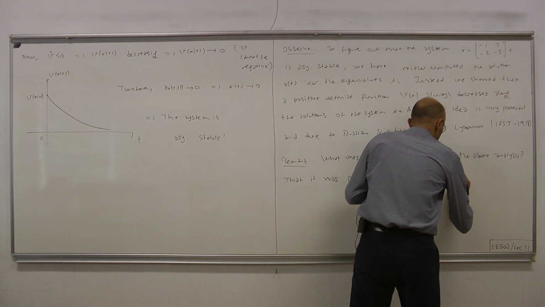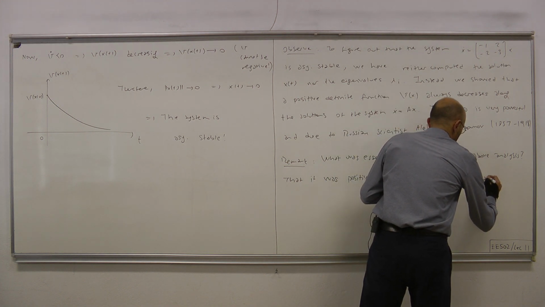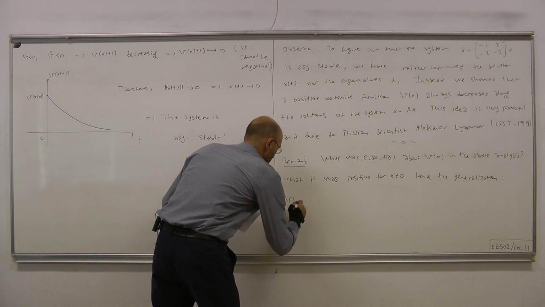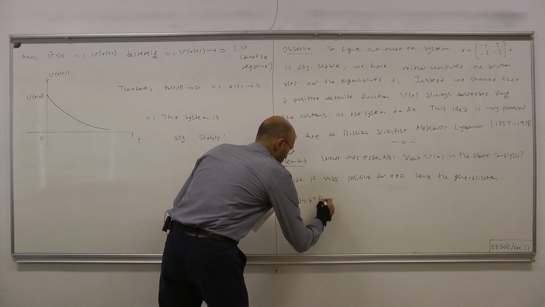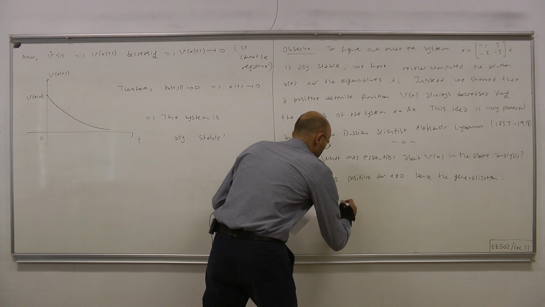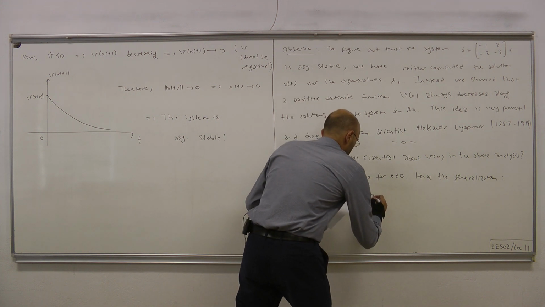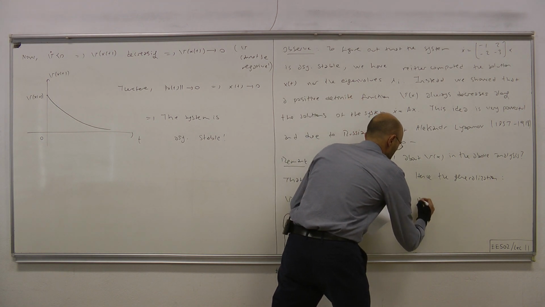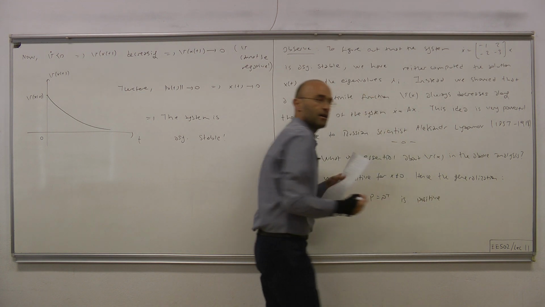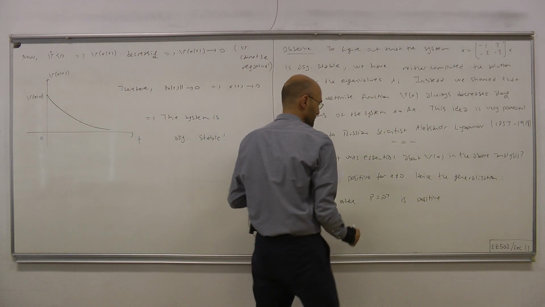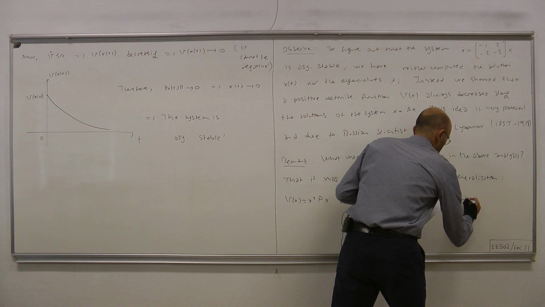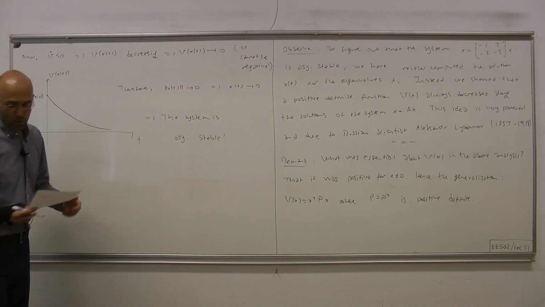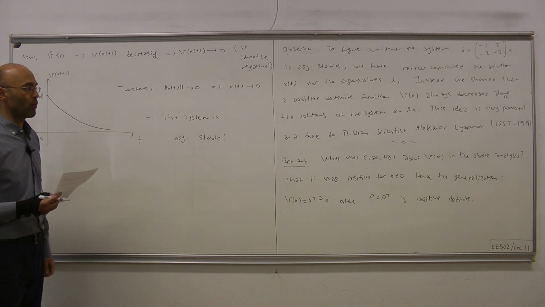Hence, the generalization. V of x equals x transpose P x, where P equals P transpose is a positive definite matrix and also symmetric. Once again, we worked with, here's our V, we worked with what?